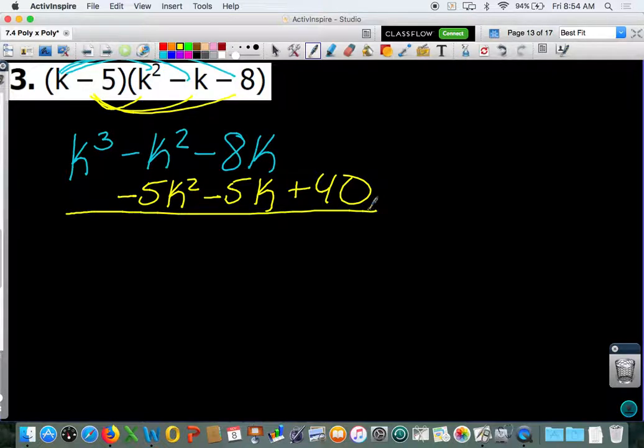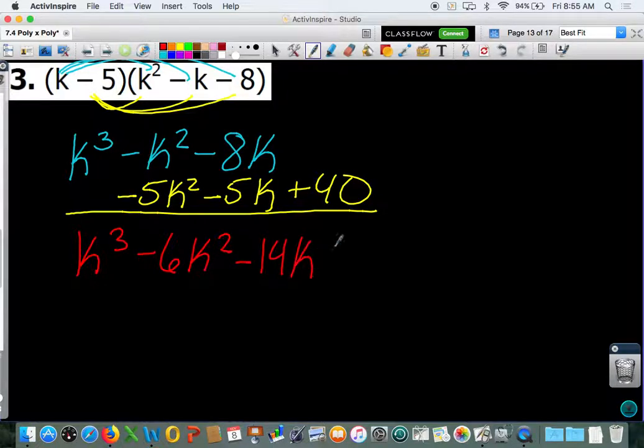Combine those like terms, and I get k cubed minus 6k squared minus 14k plus 40.